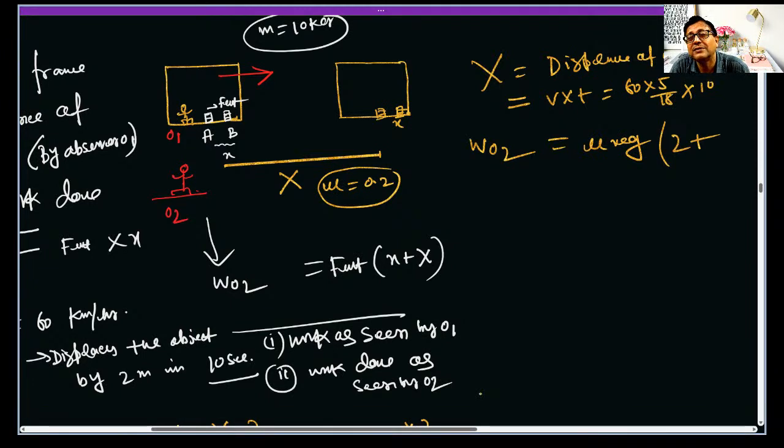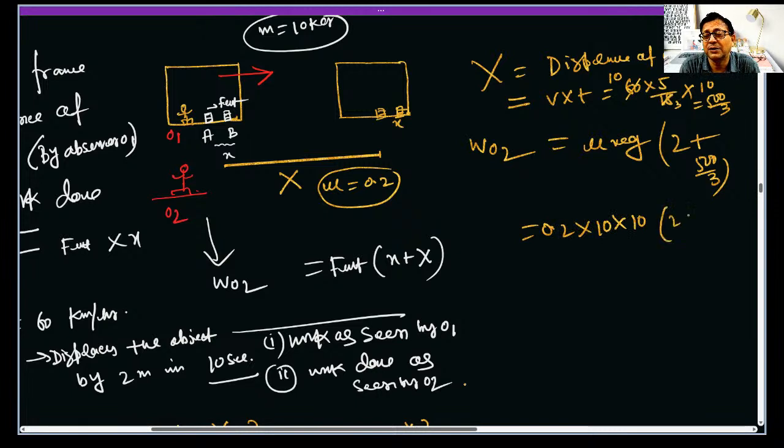Am I correct? Hope you have understood. So 6, 10, 3, so this is 500 by 3. So this will be added over there. Mu put 0.2, 10, 10, 2 plus 500 by 3. Is that clear? Hope you have understood.